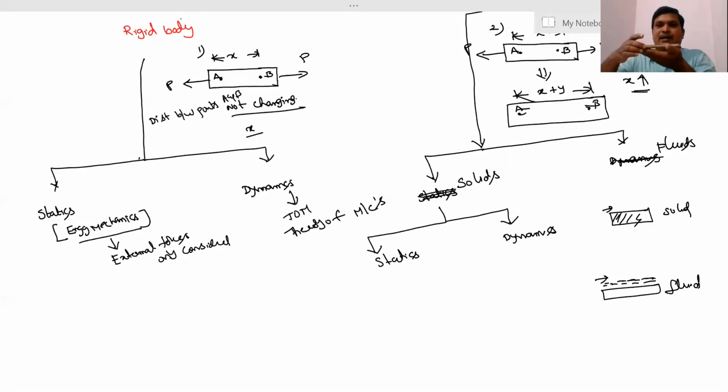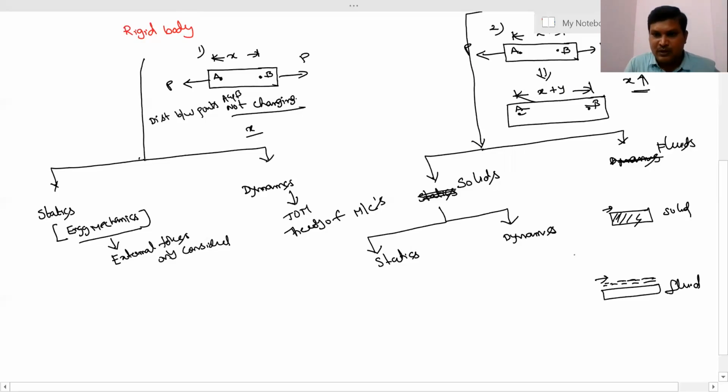So coming to the fluids. This is my phone. This is a solid. I am pouring a liquid on this mobile. So if you are applying force on this liquid or fluid, what happens? If you apply a small force on this fluid, the deformation is continuous, even with a small force you apply.